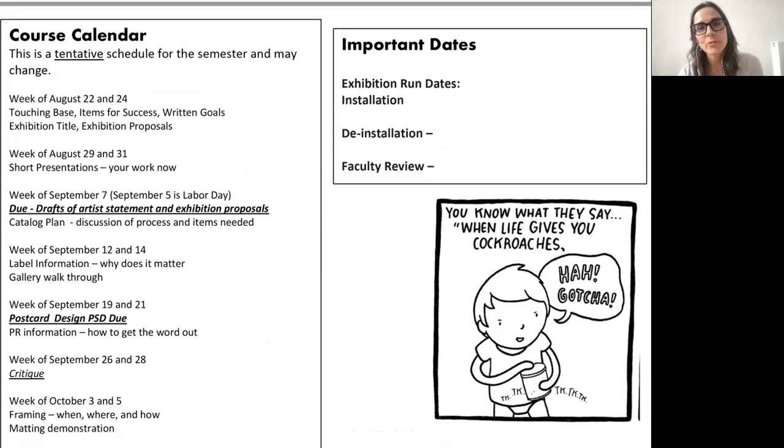As of right now, we don't know the exhibition run dates or the installation, de-installation, or faculty review. And that is not because of me. It is not because of Tori. The reality is that the person who schedules the BEA, the architecture gallery where you'll be exhibiting your work, has been on vacation and we have not had access to them.